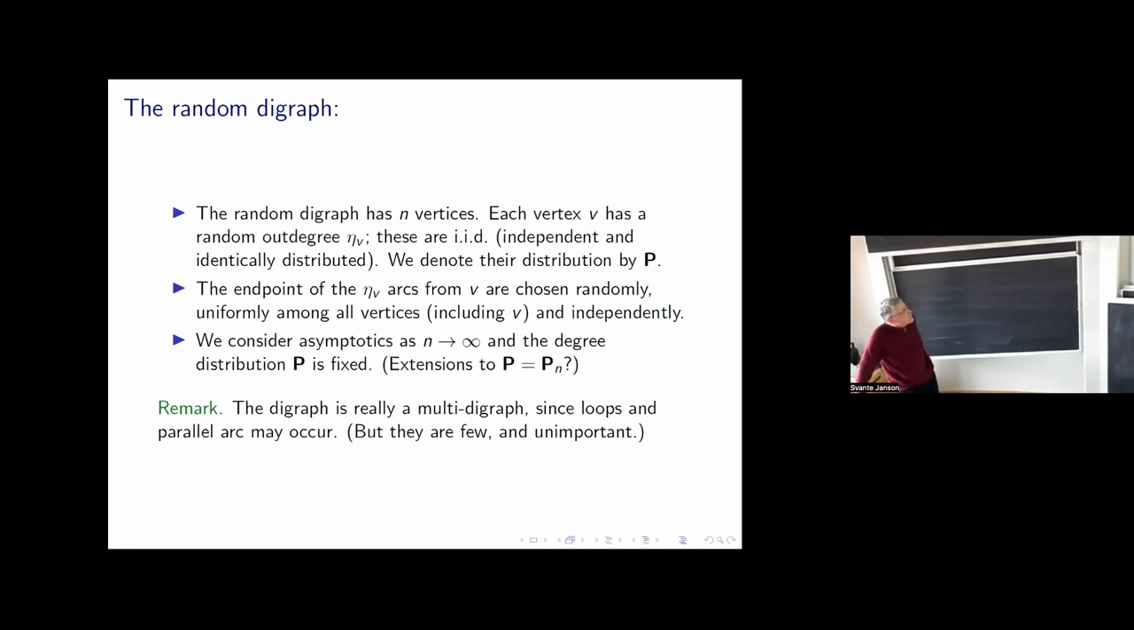But you realize that since n is big, and we have some fixed distribution with a finite average number of arcs on each vertex, we will have very few loops and multiple edges. That means typically there would be a bounded number of loops and multiple arcs among these order n arcs. And we consider an asymptotic as n goes to infinity for a fixed degree distribution. A natural extension would be to let the degree distribution depend on n, and maybe especially in some critical case, when we approach the critical case, you can see what happens in more detail, but we ignore that, we just let the distribution be fixed.